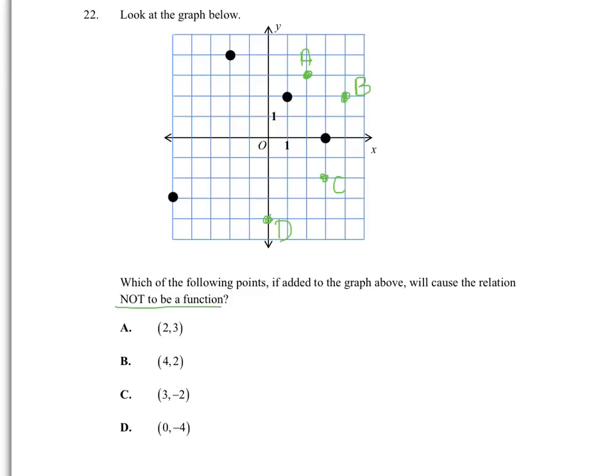For it to not be a function, that means there's got to be an x that has more than one y associated with it. Well, we can see right here when x is 3, we'd have 2 y's associated with it if we put point C on the graph. So point C is going to cause the relation to not be a function.